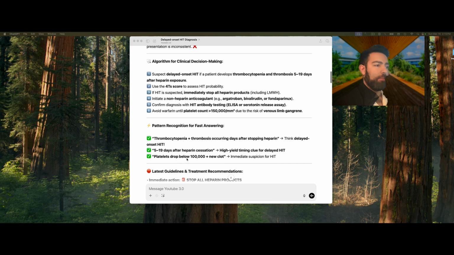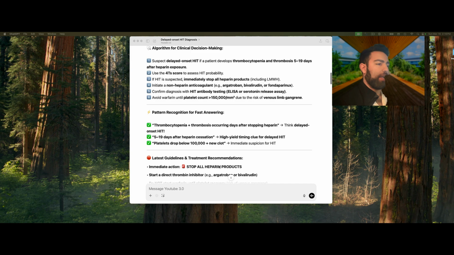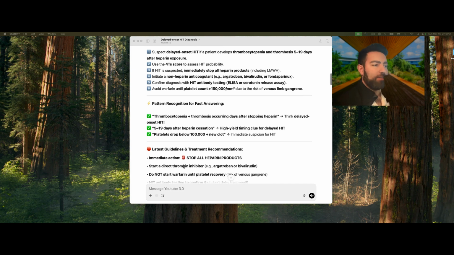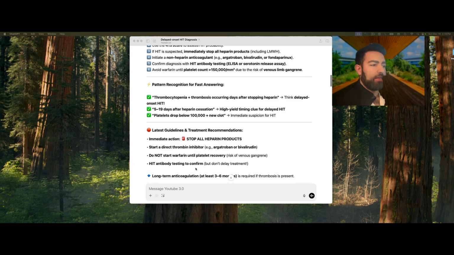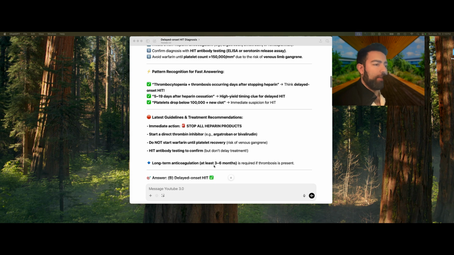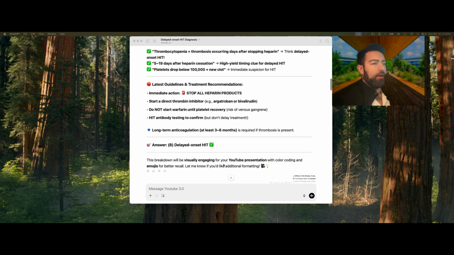The platelets drop below 100,000 plus a new clot formation, which suggests this immune reaction. The immediate action is to stop all the heparin products, start a direct thrombin inhibitor, and do not start warfarin until platelet recovery. HIT antibody testing you can use to confirm, but do not delay the treatment. Long-term anticoagulation would be at least 3 to 6 months if thrombosis is present. And the answer is delayed onset HIT.